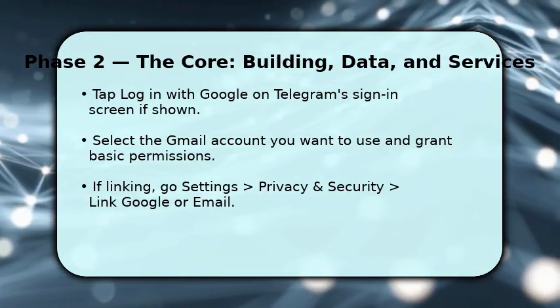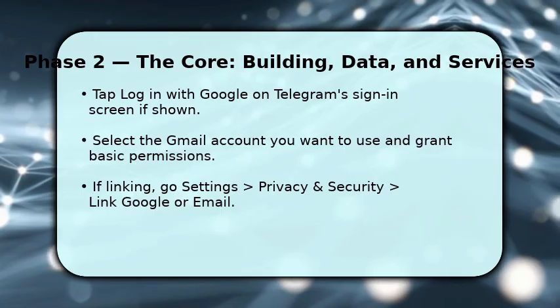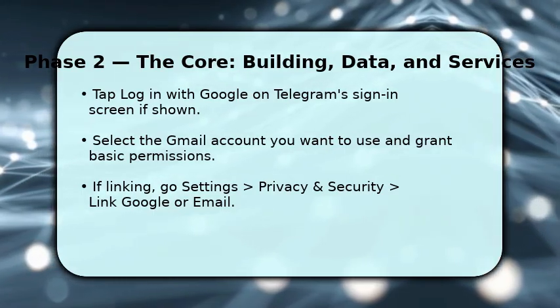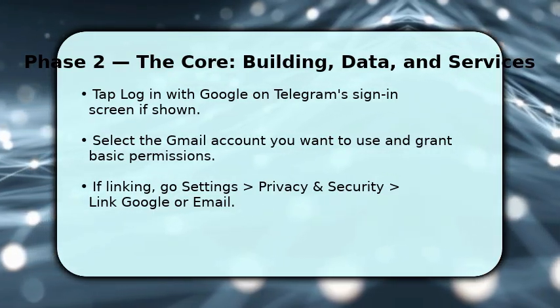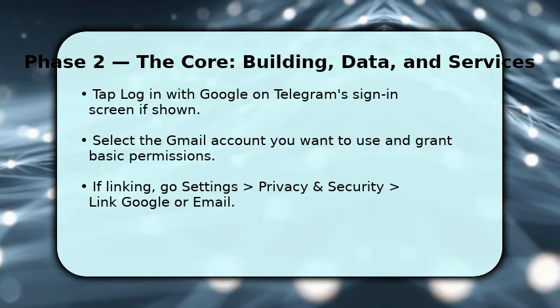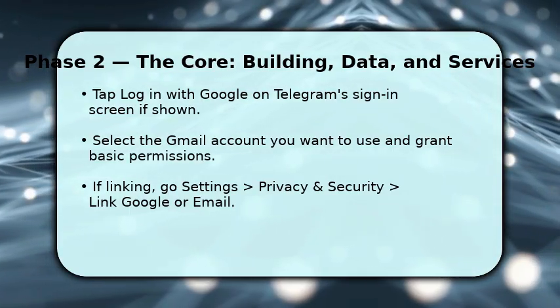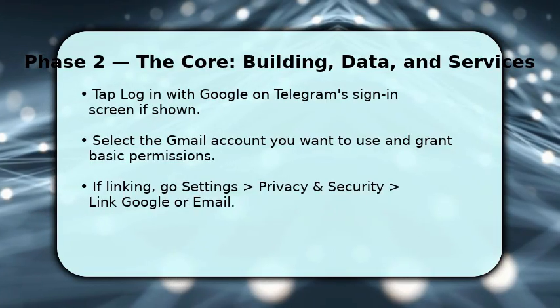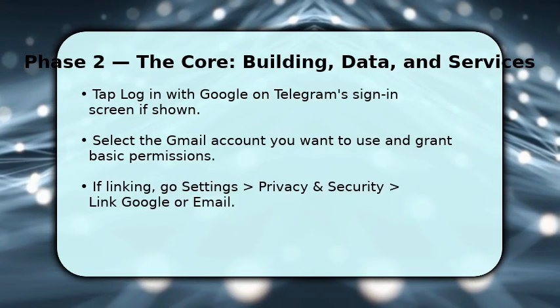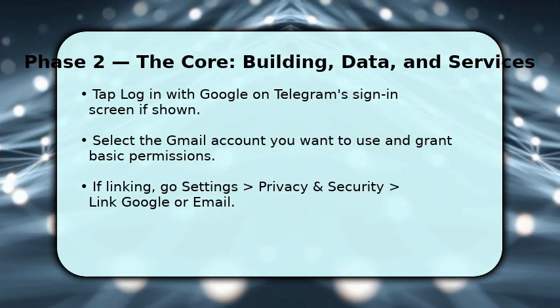If the app doesn't show that option, instead open Settings, choose Privacy and Security, and use Link Google or add an email for account recovery. This links the address for login and reset. Make sure you accept verification prompts in both Google and Telegram to complete the handshake.